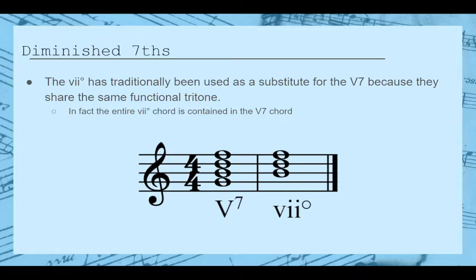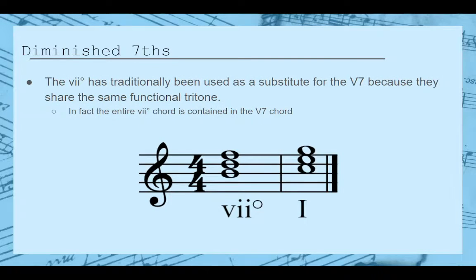In fact, if we compare the G-dominant 7 and B-diminished chords, both from the key of C major, you'll notice that the two chords are almost identical. The only difference is the missing G in B-diminished. This helps the B-diminished resolve nicely into C major, just like the G-dominant 7.